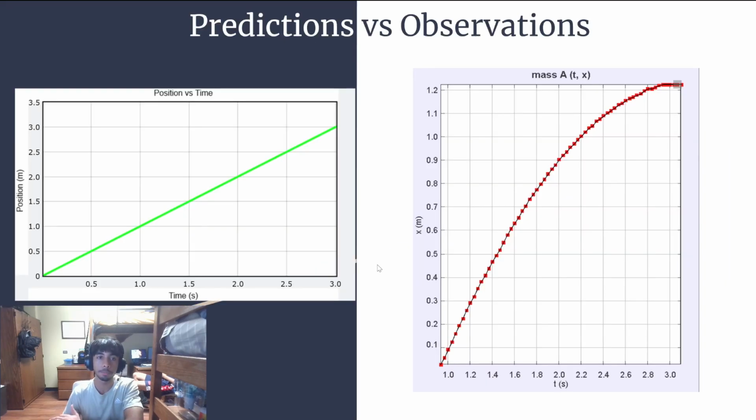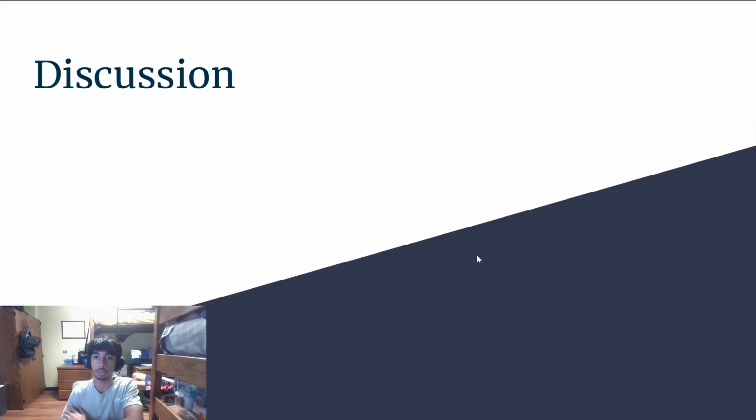Here are the models that we got. This was the predicted model that shows a linear relationship, and here is the observed model, which closely follows that at the start, but starts to deviate from it as we progress, showing that there are forces acting on it as the slope does not remain constant, and thus the velocity does not remain constant.